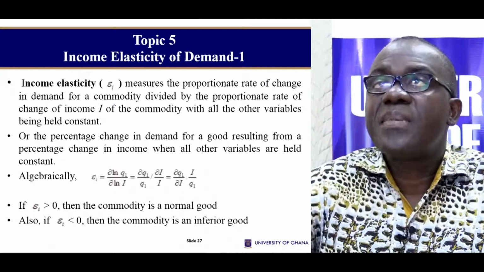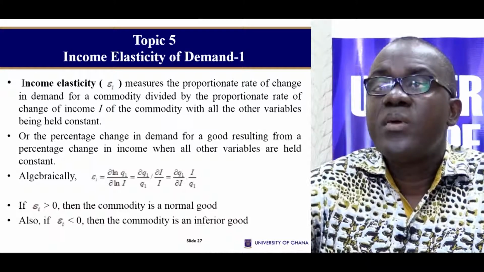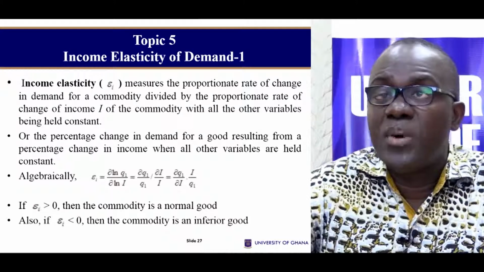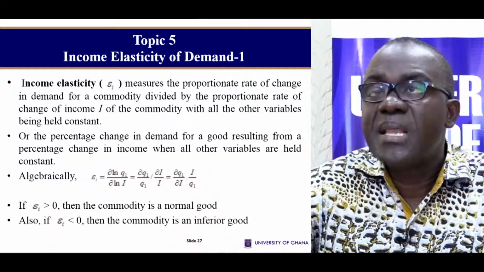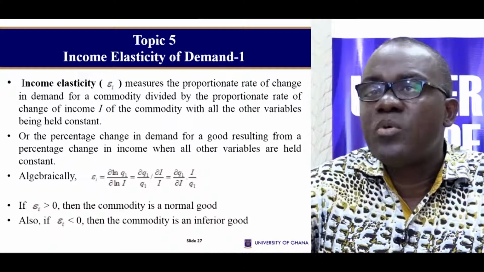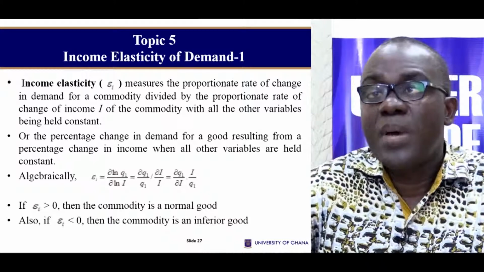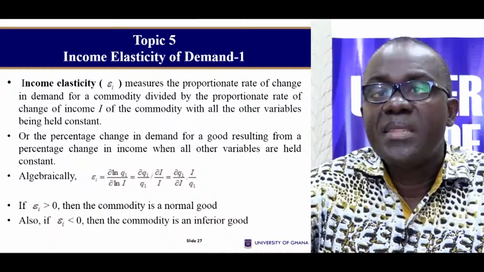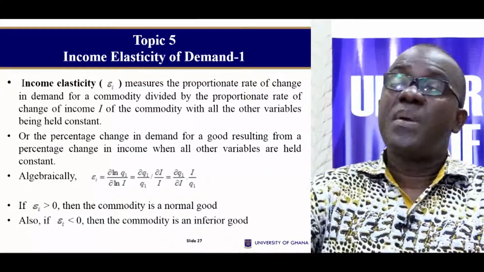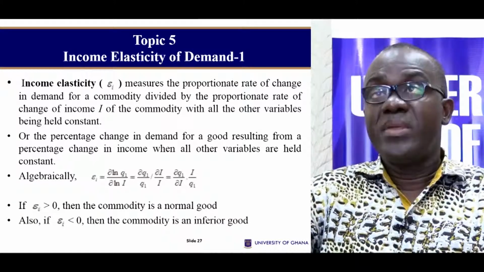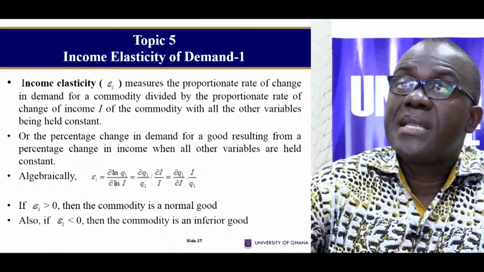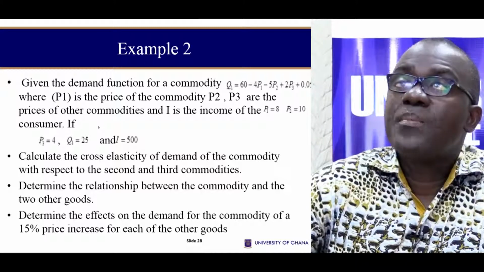Now, the last thing is income elasticity of demand. So here, we would like to see how demand for the commodity responds to a change in income. And a similar formula applies. If we have the income elasticity greater than 0, then we talk about a normal good. And when it's less than 0, we have inferior goods. So income elasticity permits us to know whether a good is a normal good or an inferior good.